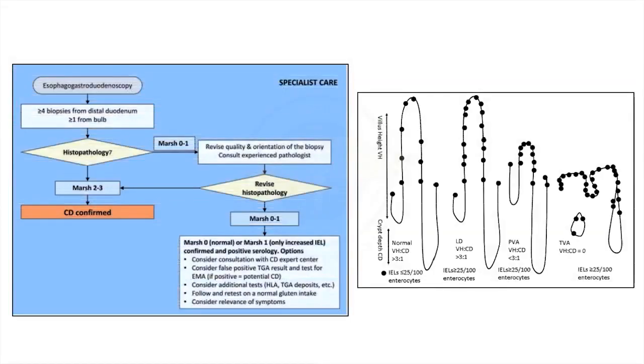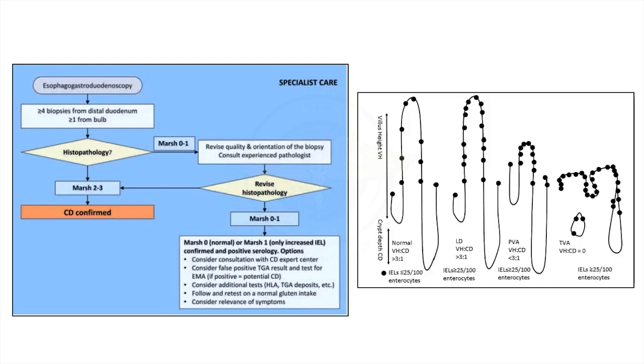So regarding biopsy, what is the adequate number of samples? Normally, the recommendation is that at least 4 biopsies should be taken from the distal duodenum, D2 or D3, and at least 1 biopsy from the duodenal bulb. After taking the biopsy, proper orientation should be made by the endoscopist or the endoscopic technician before sending to histopathology, and it should be preserved in formalin.